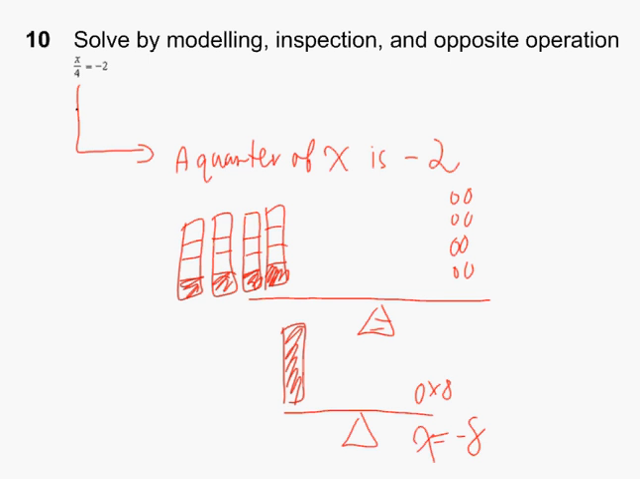If I used opposite operation, I would multiply both sides by 4, and I would get x equals negative 8. And if I was to solve by inspection, a quarter of what number is negative 2? A quarter of negative 8 would be negative 2. Okay.